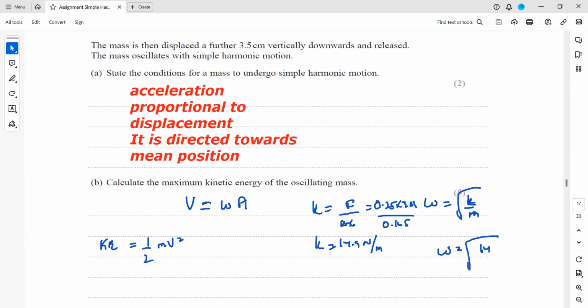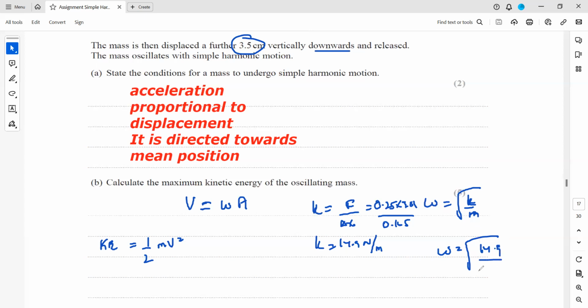Why are we not including 3.5? Because we don't know how much force is causing a 3.5 centimeter extension. Like the mass is then displaced 3.5 centimeter vertically downward, but we don't know what is the total force now. That's why we use 16.5 centimeter, because we know the mass of 250 grams causes a 16.5 centimeter extension. But we don't know when a further 3.5 extension is there, what is the total force now? That we don't know. That's why we did not include.